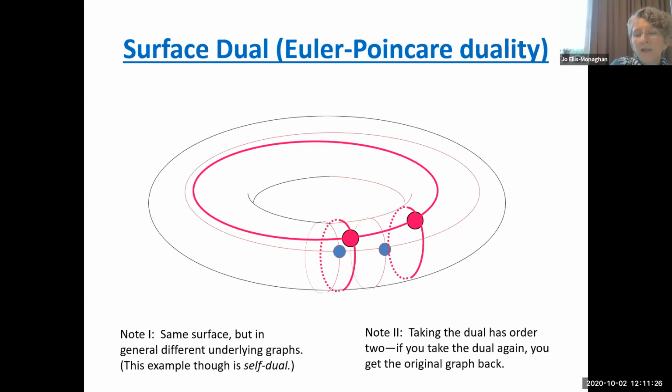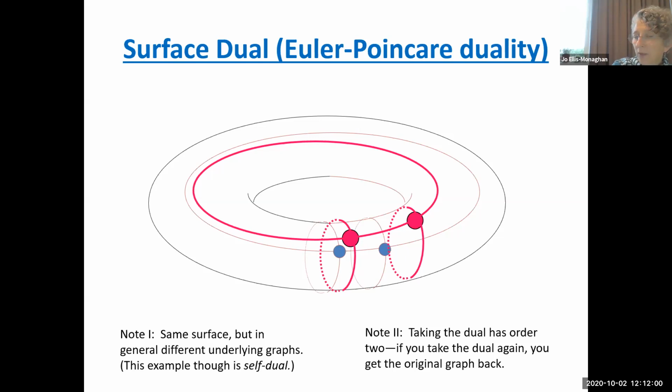So what to pay attention to here, a couple of things. The graph and its surface dual, or its geometric dual, lie in the same surface. In general, the graph and its dual are different graphs, even though they lie in the same surface. It happens that this example that I've got here is self-dual. The original graph and the dual are isomorphic, but that is in general not true.